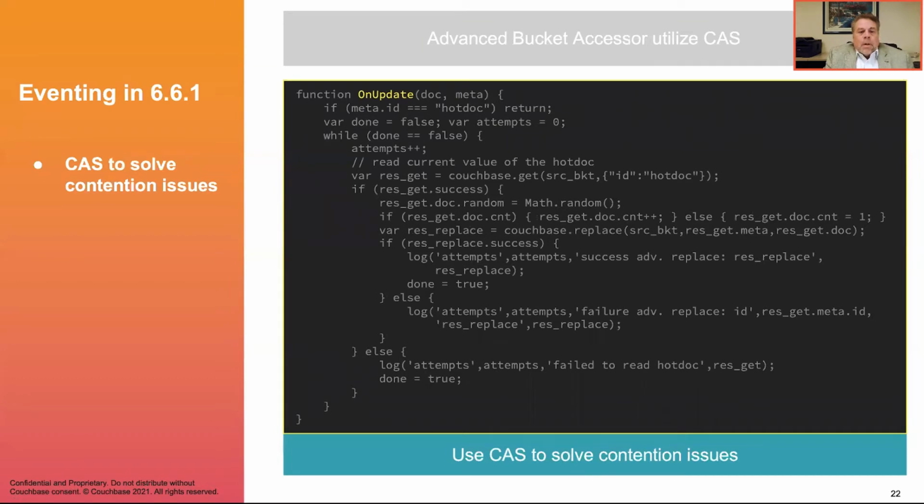And here's an example of using CAS to solve contention issues. It's a while loop, and it will continue until it actually succeeds. So the idea here is you're listening to a large pool of documents, and each document is trying to update a document with a key called hot doc. And we end up in our loop always reading the document, manipulating the document, then we try to write the document, but if we get a CAS mismatch, we have a failure. And when we have a failure, we just loop over and over until we successfully write our document.